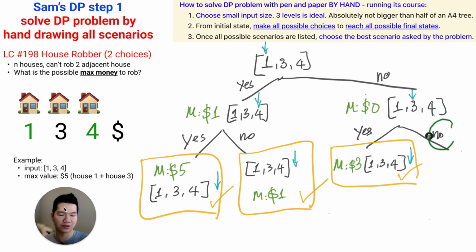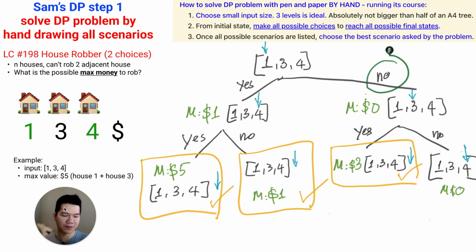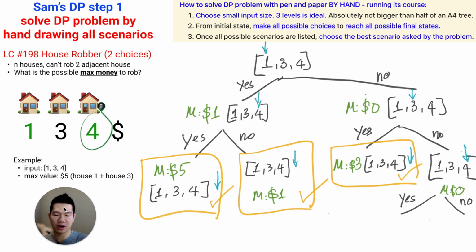Now if we are at house 2 and we decide not to wrap house 2, we can move on to house 3. Now we are at house 3. We have no money here because we decided not to wrap two times. And when we are at house 3, we also have 2 choices: we want to wrap this house to get $4, or we don't want $4 and skip this house. If we choose to wrap this house, we're going to have $4 plus 0 so far. That's going to give us $4.